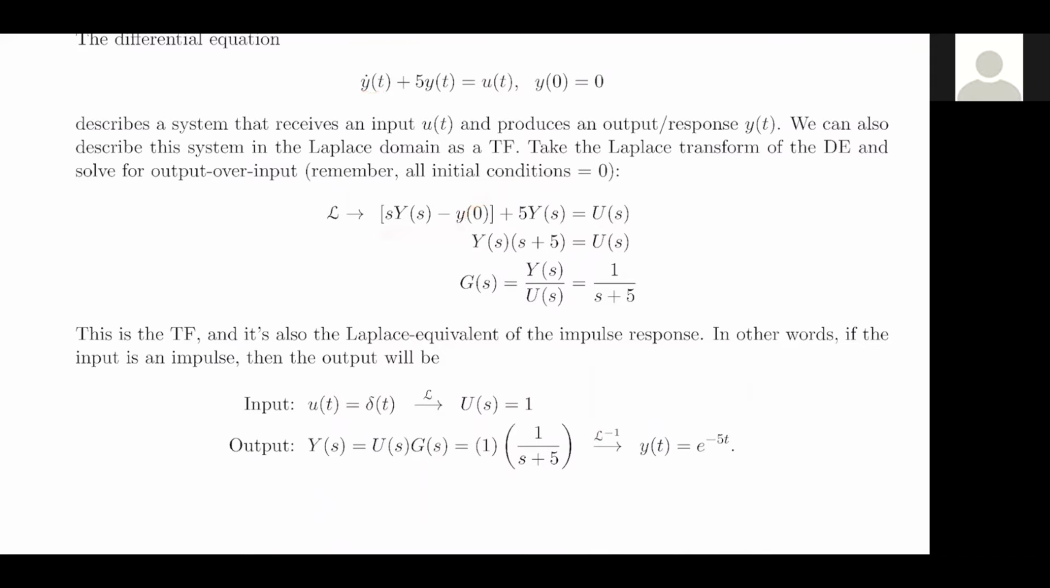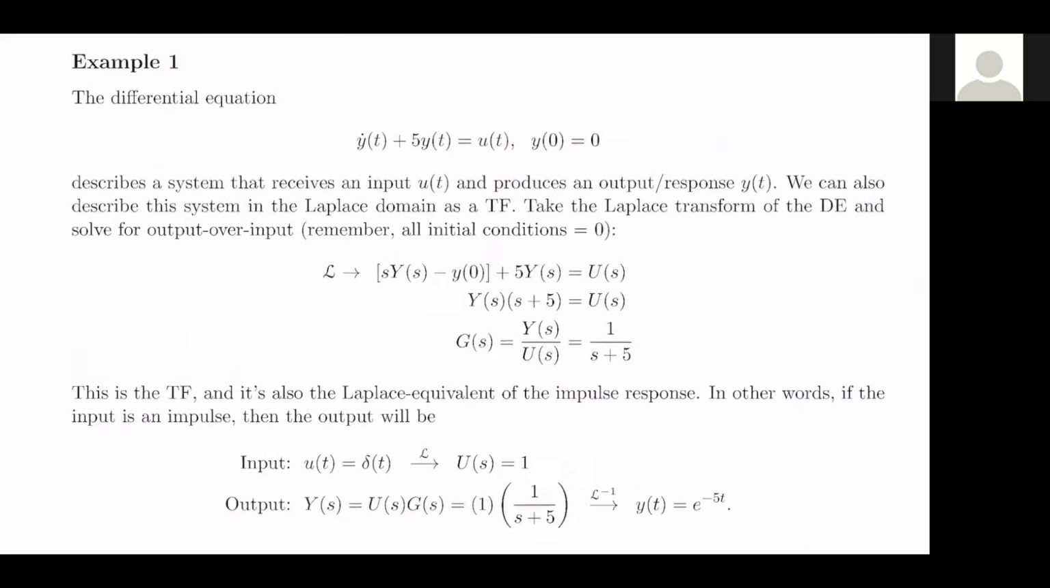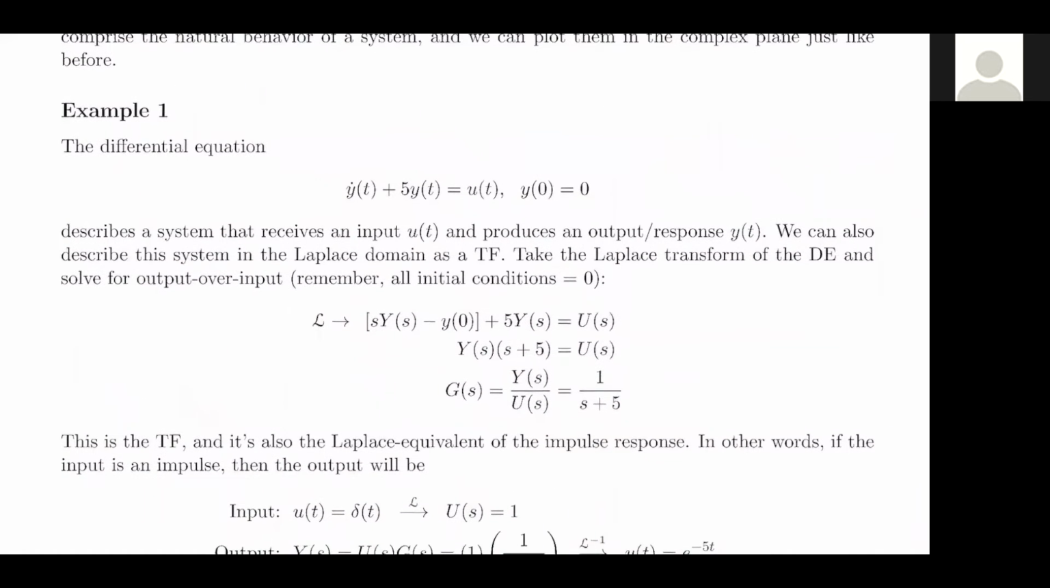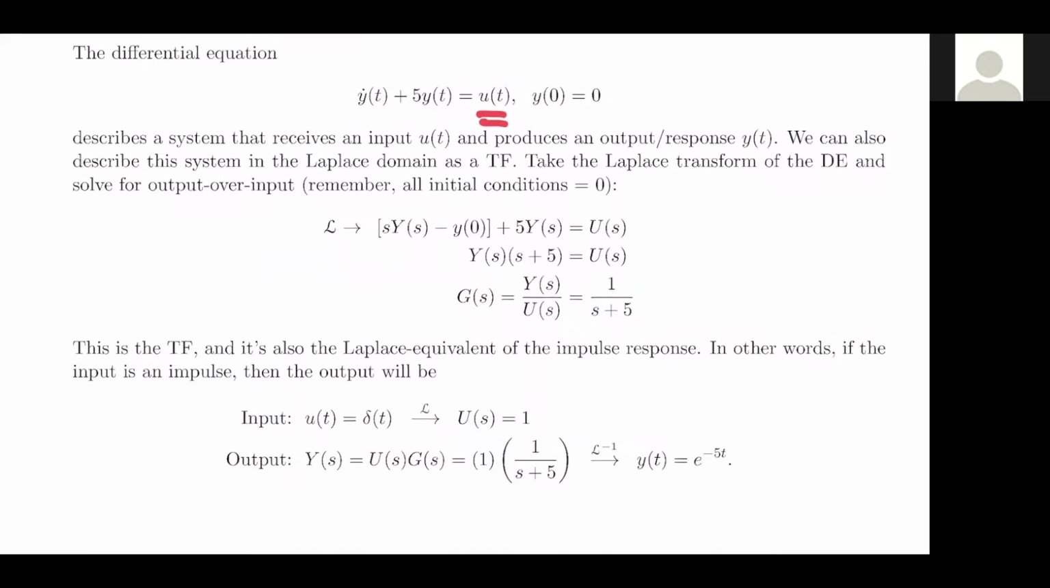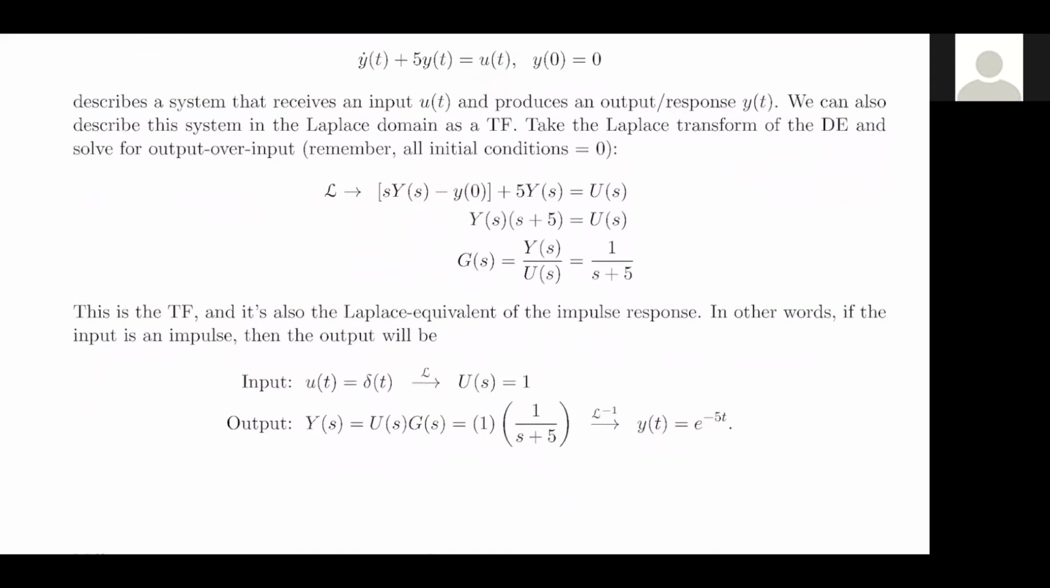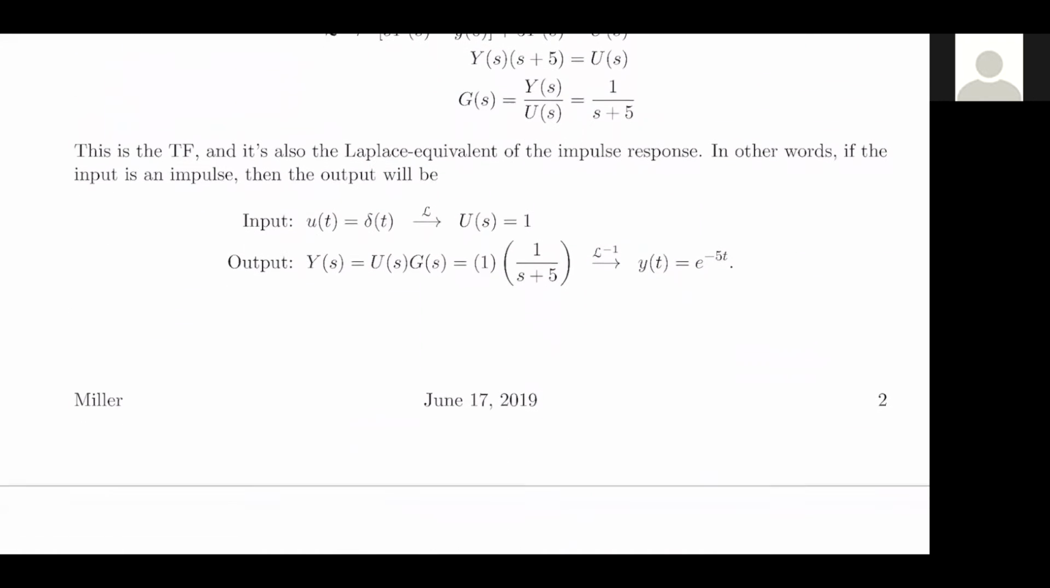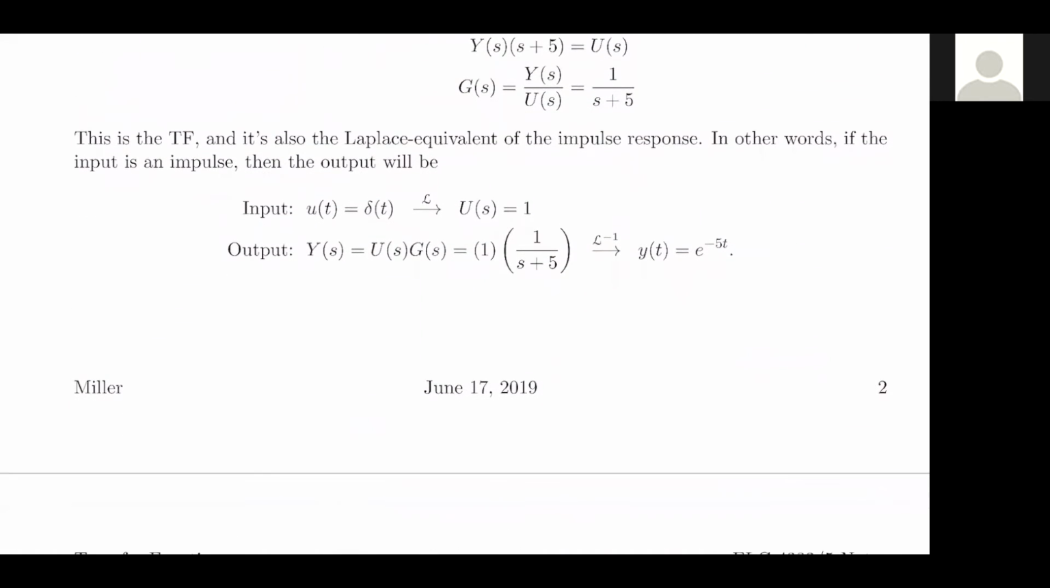So this becomes just Y(s) times s. Then we have plus 5Y(s) is equal to U(s). Remember, that's the input. I can find the transfer function by taking output over input, and I get this result. Then I could find the impulse response of this.